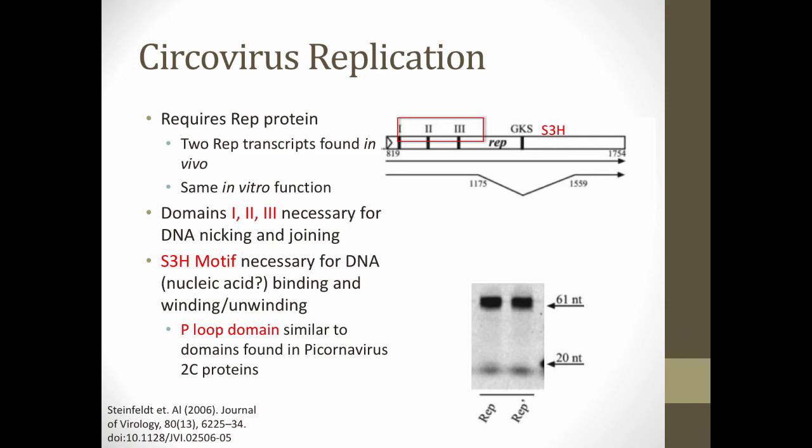And what you'll notice is that this larger piece of the origin DNA here is cut or nicked by this rep protein, resulting in the appearance of a smaller band on this gel. And you'll see that both rep and rep prime, which is the other transcript, the other protein that's found in cells, they both seem to have the same function, which is nicking DNA.